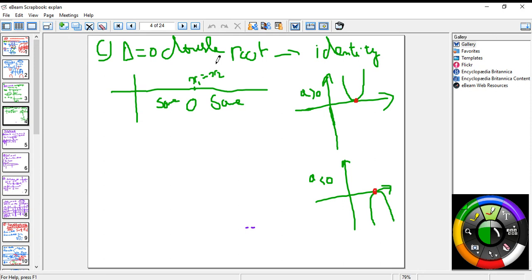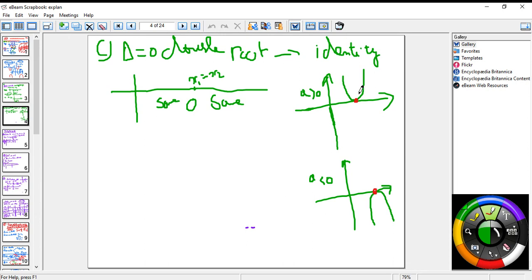Delta is equal to 0. Double root, it's an identity. And also the rule is same sign. But here we have a root here, okay? So I will give you an example to show it to you. But as I said here, if I have a double root, and it cuts in 1 point.